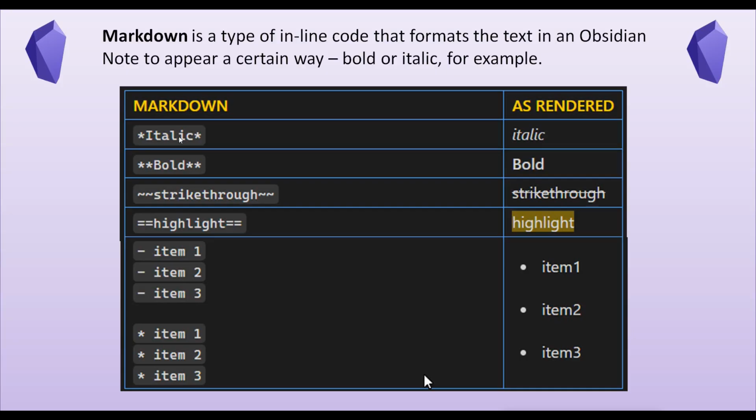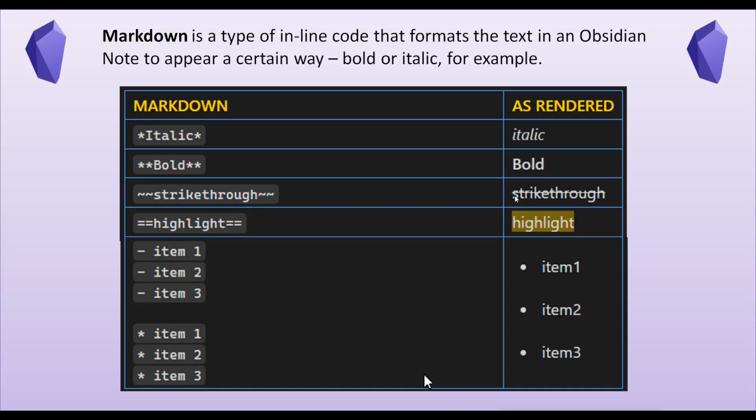An asterisk before the text and an asterisk after it. The effect that has is it makes the text appear italic. That's what we mean by formatting text in a note. You make text bold using Markdown by enclosing that text within pairs of asterisks.